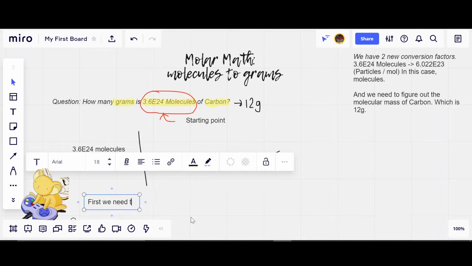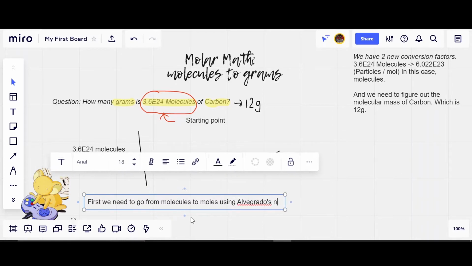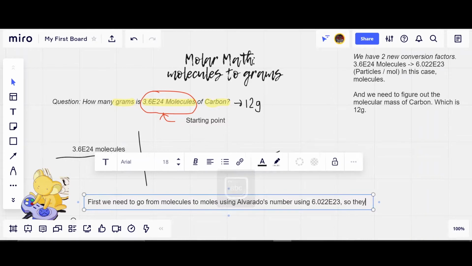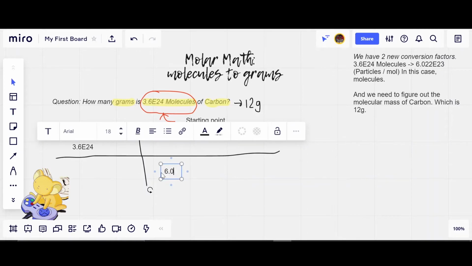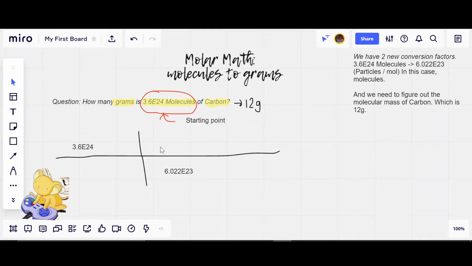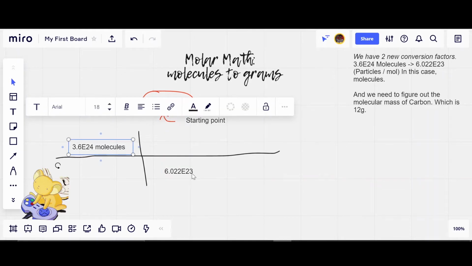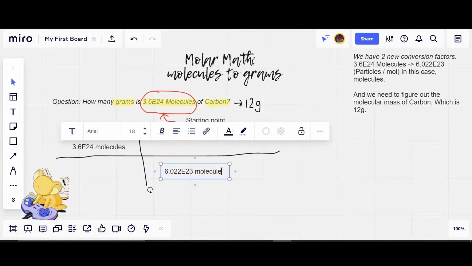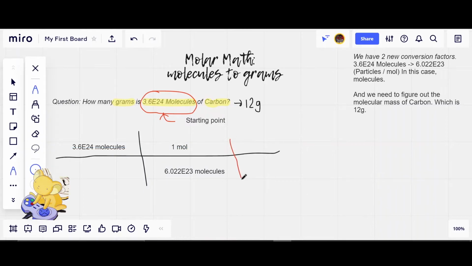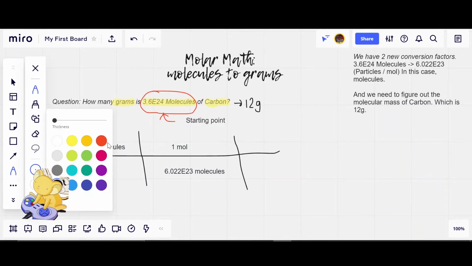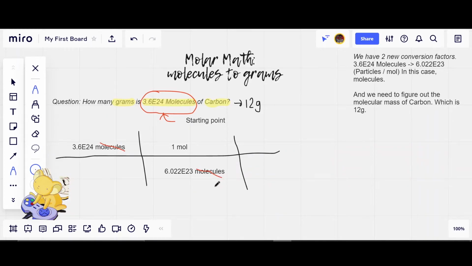As stated previously, we need to go from molecules to moles using Avogadro's number, 6.022e23, in order for molecules to cancel out, so we can move to moles. Next, in order for these to cancel out, we need to put 6.022e23 on the bottom center column, and then we put 1 mol on the center top column, for the next step to be possible. Since there is now molecular units on the top and bottom, they can now cancel out, and we are now left with the remaining numbers.